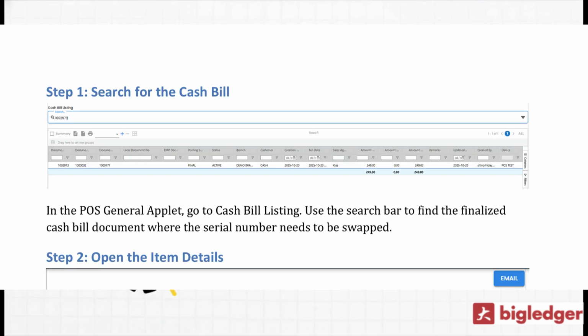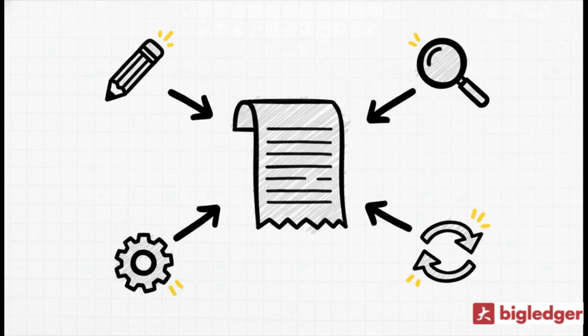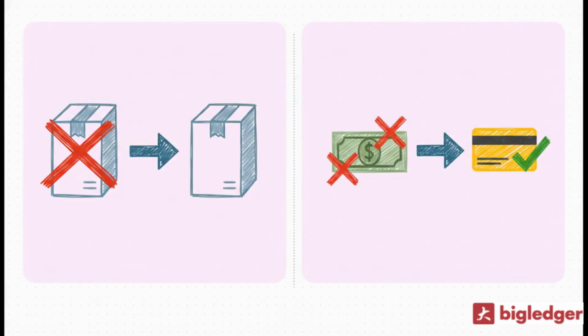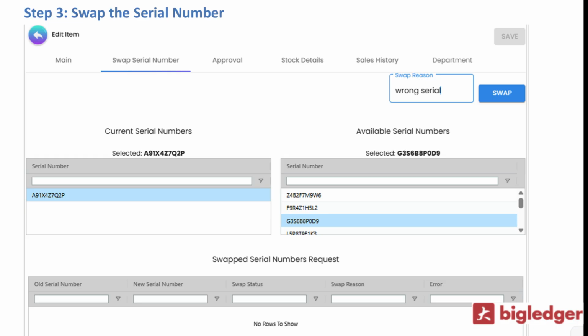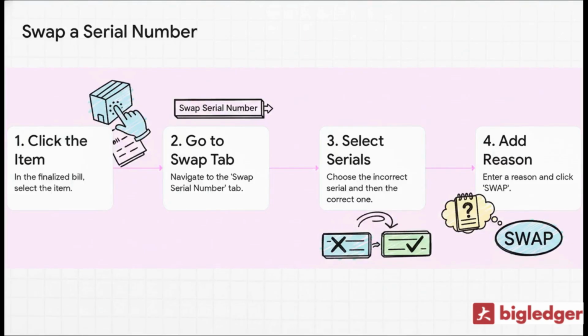Okay, once you're in that bill, you've got options. Let's look at fixing some common transaction details. 2 of the most common fixes: swapping a serial number or changing how the customer actually paid. Now, before you can swap serial numbers, you need 2 things: the feature enabled and the right permission. And the process itself is super simple. Click the item, hit the swap tab, and just switch the numbers.